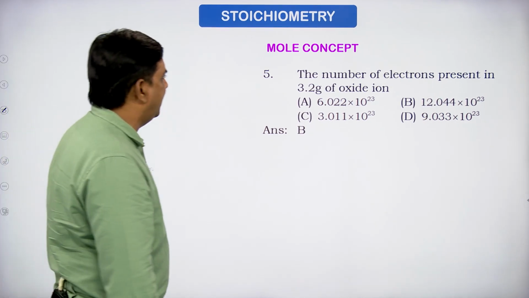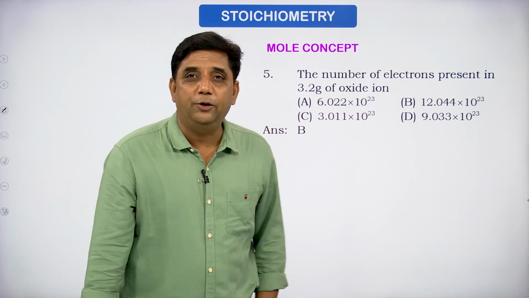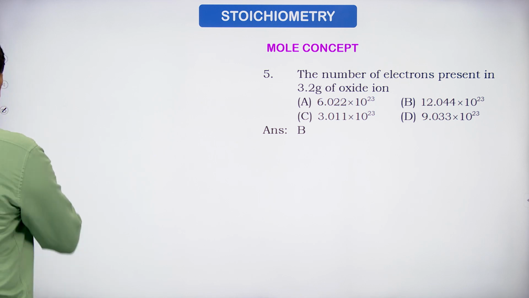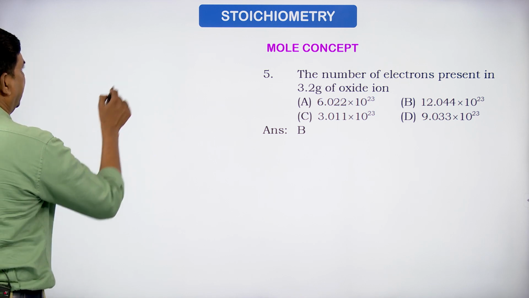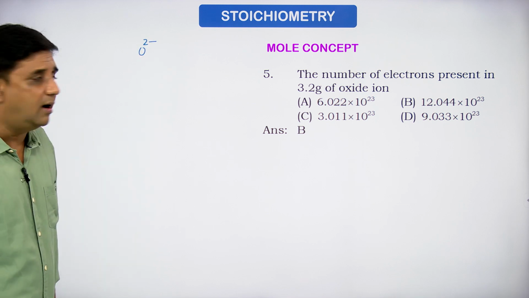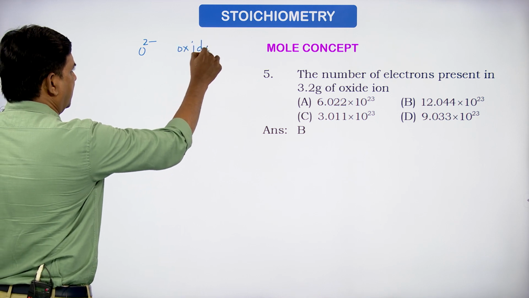Yeah, the number of electrons present in 3.2 grams of oxide ion. Generally, students, oxide ion means this would be the oxide ion, O2 minus ion. O2 minus ion is the oxide ion. This is the oxide ion.